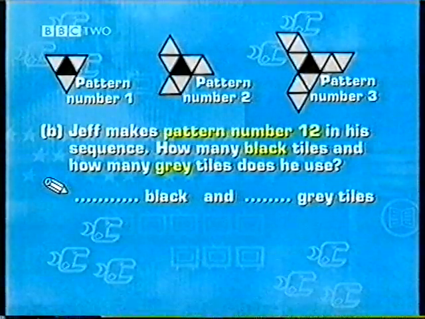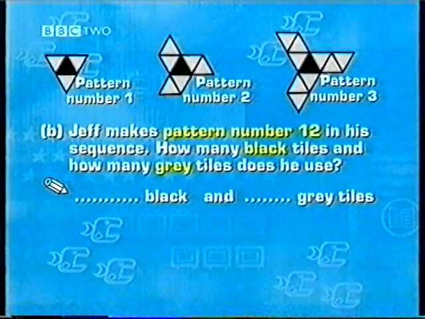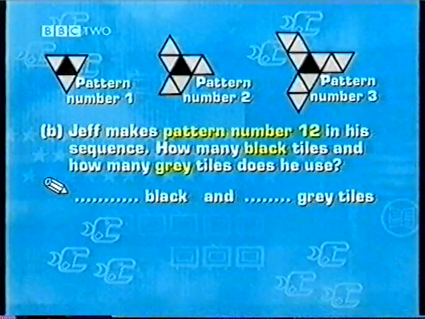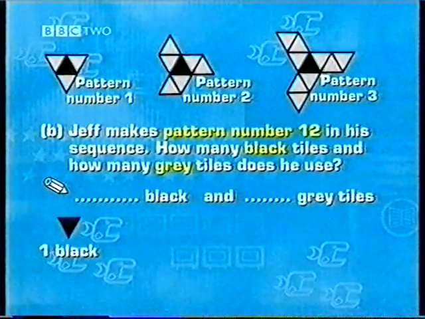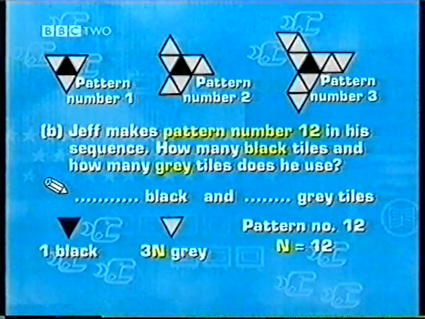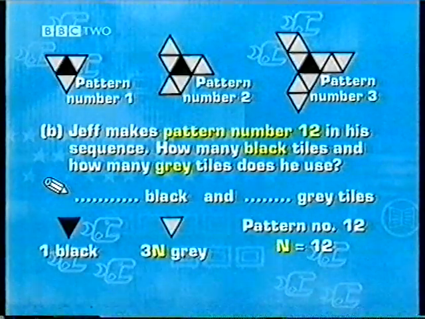Now on to part B. Jeff makes pattern number 12 in the sequence, and the question asks how many black and grey tiles he uses. Just like in all the previous sequences, he's going to use 1 black tile and 3n grey tiles, where n is the pattern number. So for pattern number 12, n will be 12.